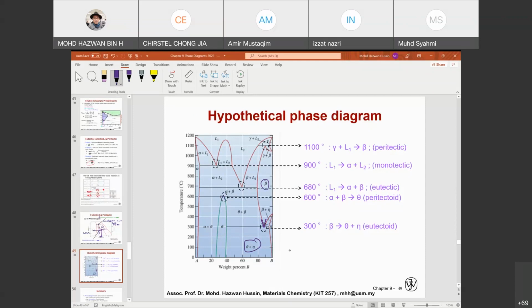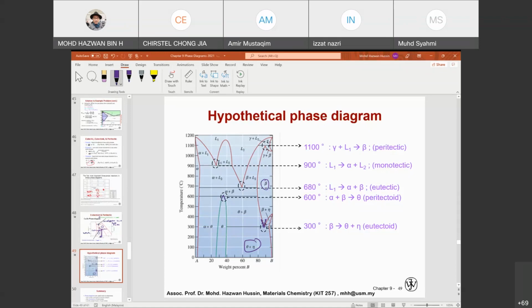The top reaction is actually alpha plus beta, and at the bottom is actually theta. So this is actually peritectoid. Peritectoid: you have a mixture of two solids that form one solid. Okay, other things, at around 600 something.